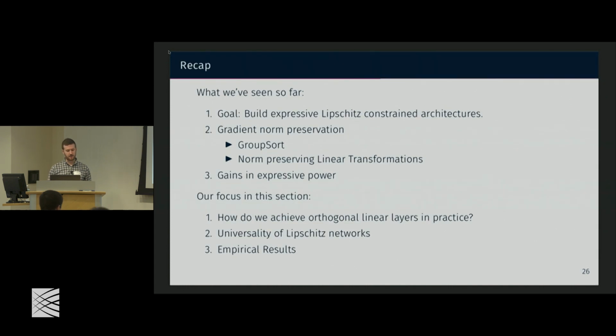So in this section, I'm first going to talk a little bit more about these norm-preserving linear transformations. In particular, I'll point out how we can achieve orthogonal linear layers in practice. And then I'll prove that our Lipschitz neural networks are universal approximators of Lipschitz functions. There are some subtleties there that I'm going to talk about when we reach that section. And finally, I'll talk about some of the empirical results that we studied in this work, some actual practical applications for adversarial robustness.